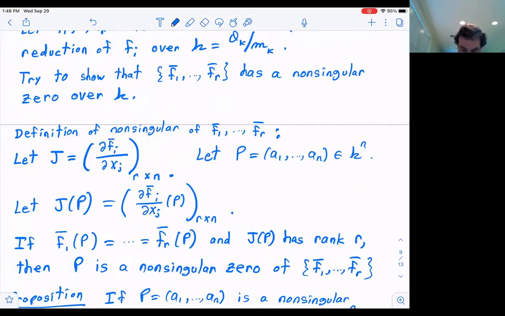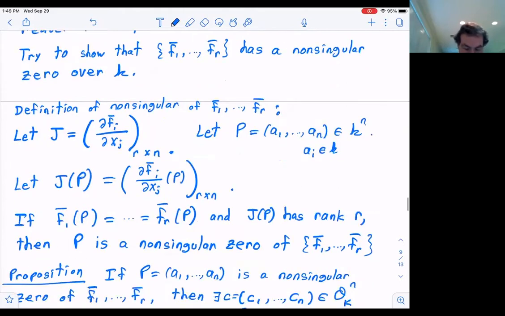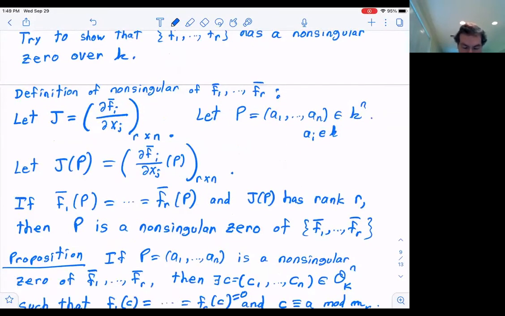Let P be any point in K^n. So in other words, A1 through An, where each A_i lies in K. And take J of P. So in other words, evaluate each of these partial derivatives at P. So I'm going to get an R by N matrix.